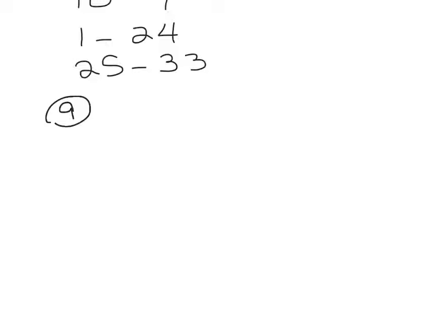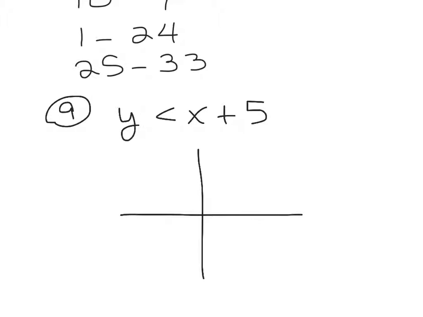So for example, number 9, y is less than x plus 5. I'm going to graph this inequality. I'm going to graph it as if it were an equation to get my boundary line. So I would start on positive 5, 1, 2, 3, 4, 5 on the y-axis. That's my y-intercept. And then from this positive 5, my slope is 1. So I'm going to rise 1 and run 1 from that 5. So I'll put my first point right here, and then I'll go up 1 over 1.